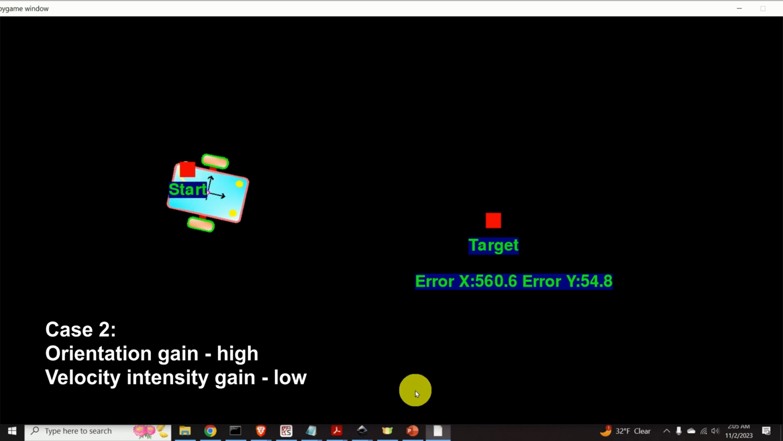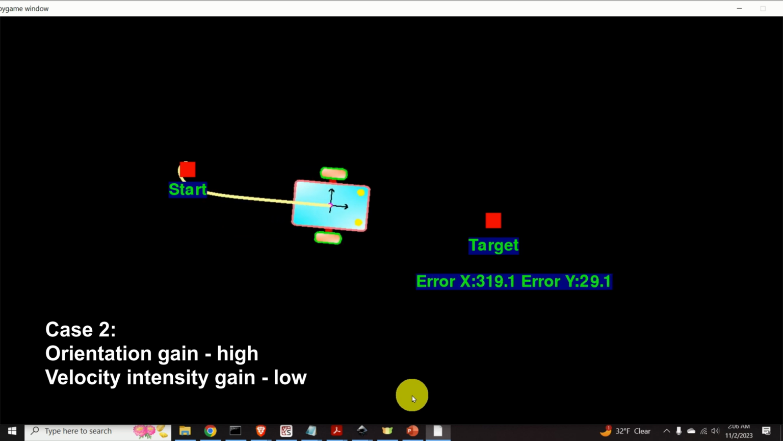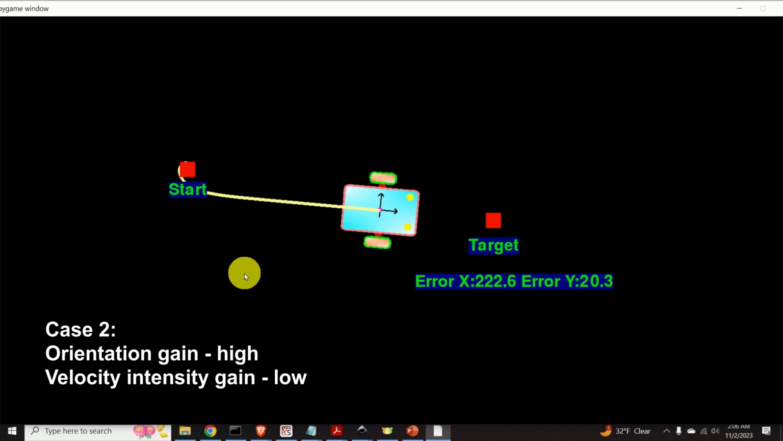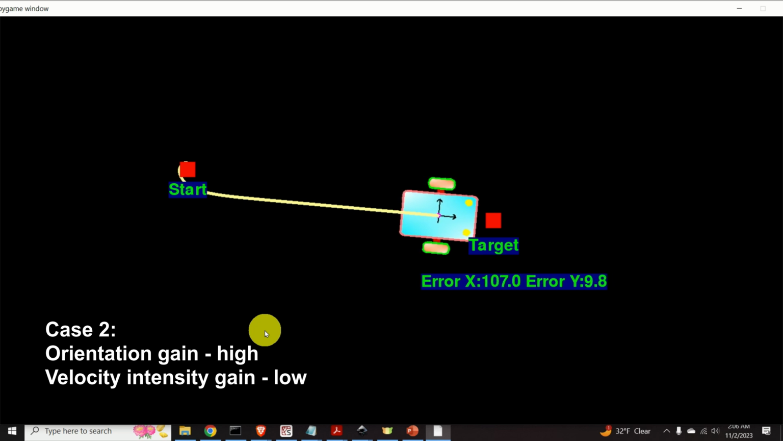In the second case that you're currently watching, the orientation control gain is high and the velocity control gain is low. We can see that the robot follows more or less straight trajectory to the target. Initially, the orientation controller adjusts the orientation by simply rotating the robot in the proper direction. Then it follows the straight path.